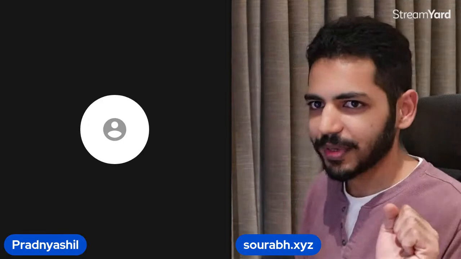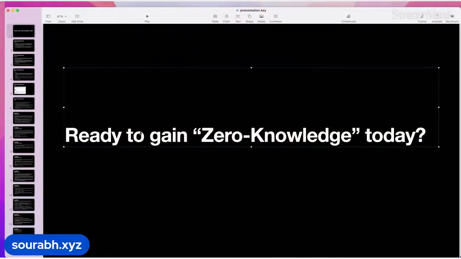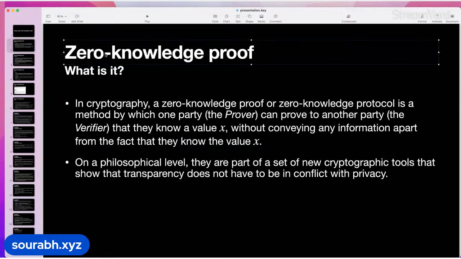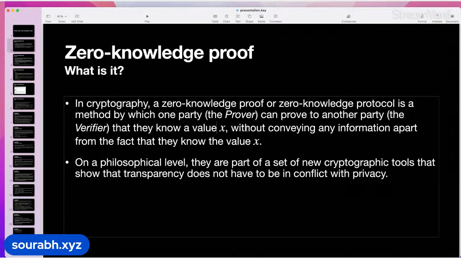I hope that you are ready to gain zero knowledge today. So, zero knowledge proof. What is it? In cryptography, a zero knowledge proof or zero knowledge protocol is a method by which one party, which we will call the prover, can prove to another party, the verifier, that they know a value x without conveying any information apart from the fact that they know the value x.